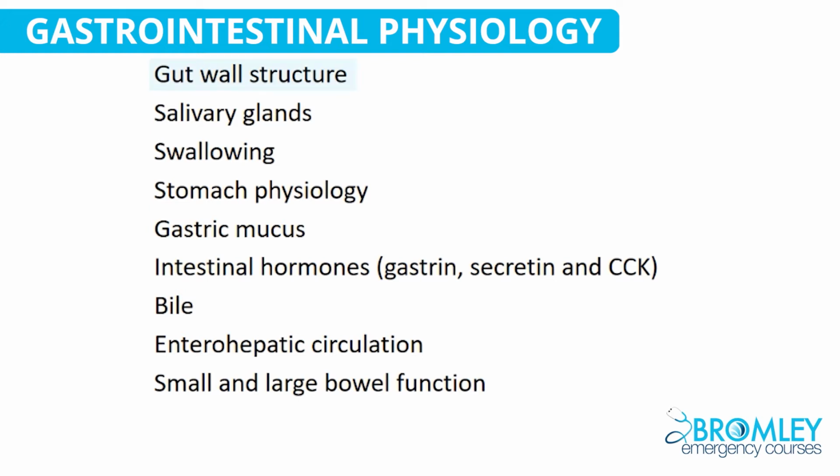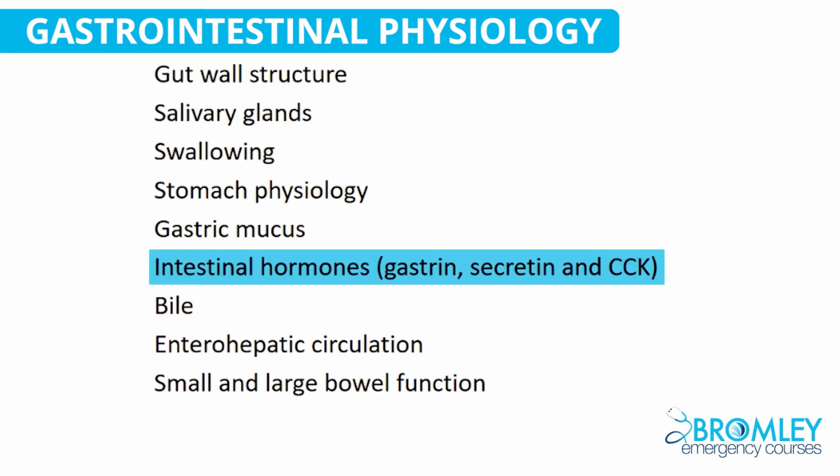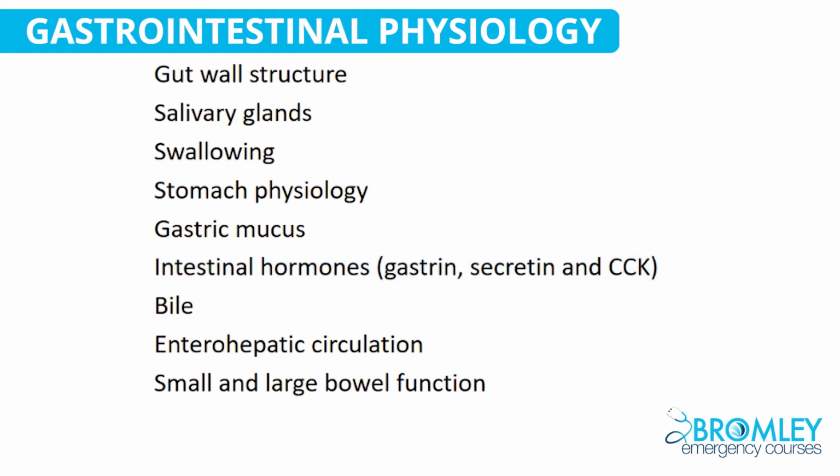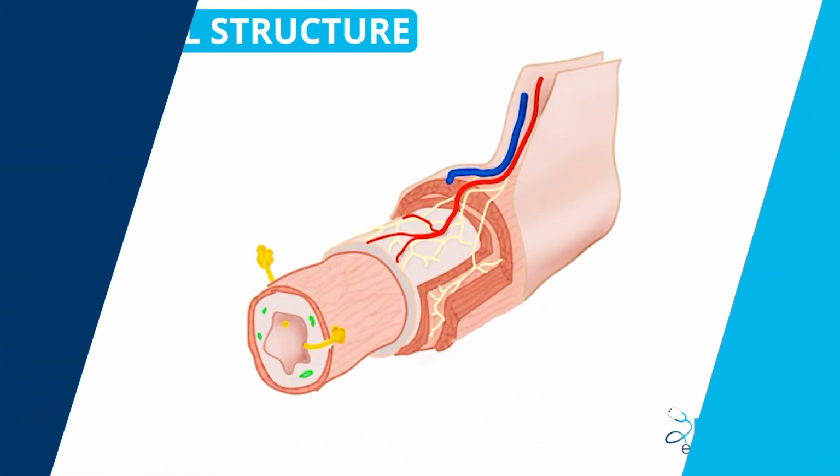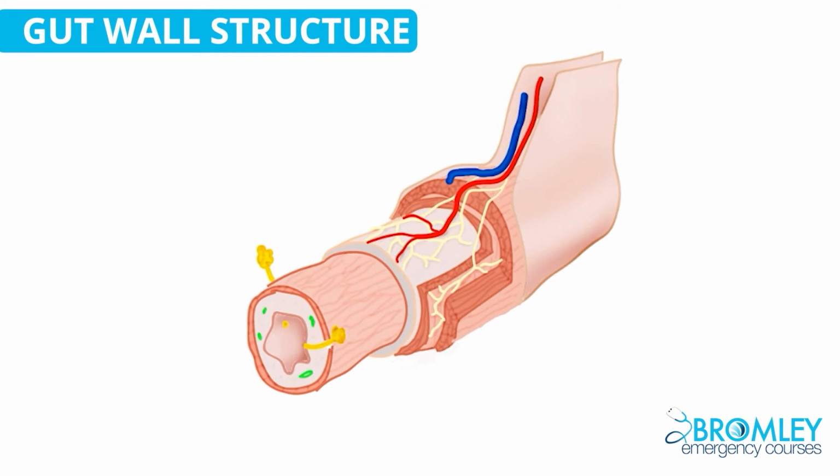So we're going to look at gut wall structure, we're going to look at saliva, we're going to look at the swallowing mechanism. We're going to talk quite a lot about stomach physiology. We're going to be looking at gastric mucus, how the intestinal hormones work, secretin and cholecystokinin, along with gastrin. We're going to look at the components of bile, and we're going to look to some extent at small and large bowel function. We're going to start by looking at the gut wall structure.